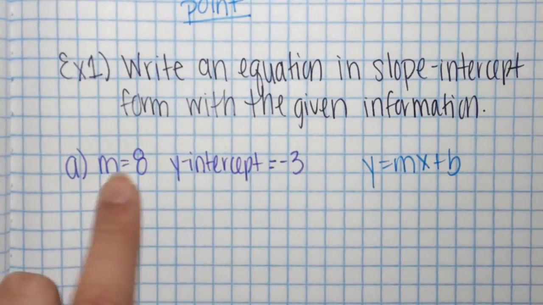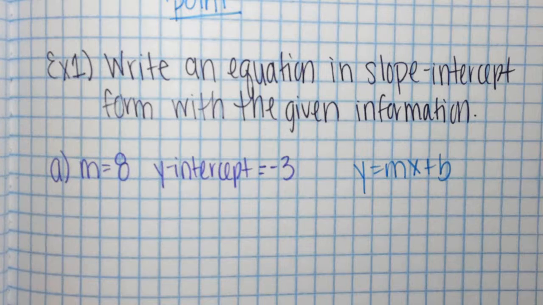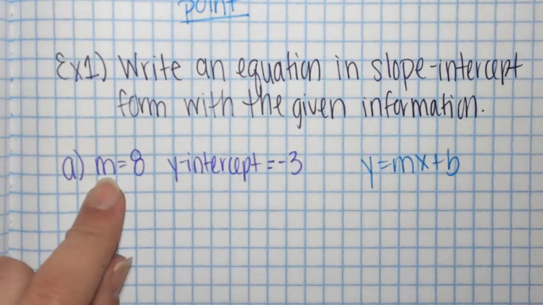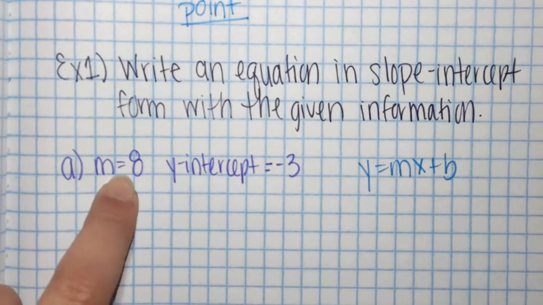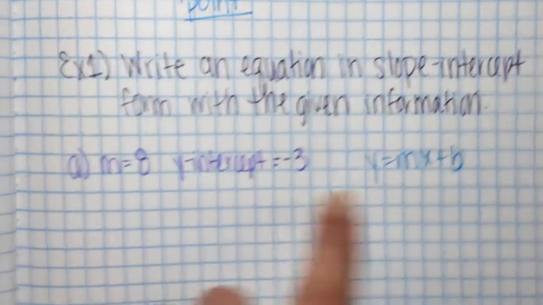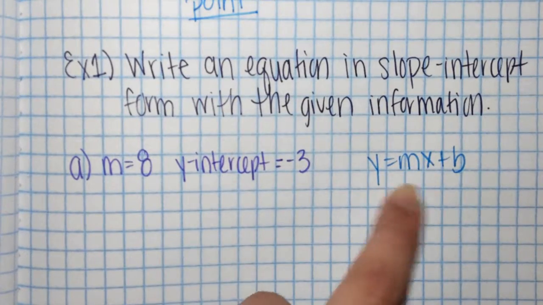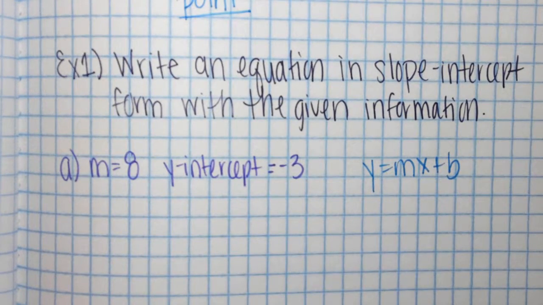What did they give us in our first example? They gave us 8 and negative 3. And what do we plug in? Like, what is 8? 8's our m. So are we going to plug it in for m, x, y, or b? Okay?